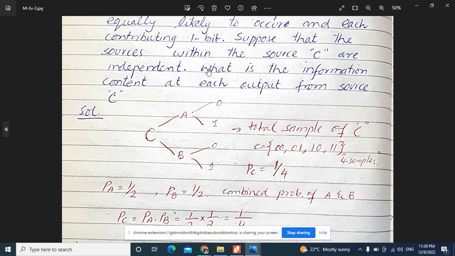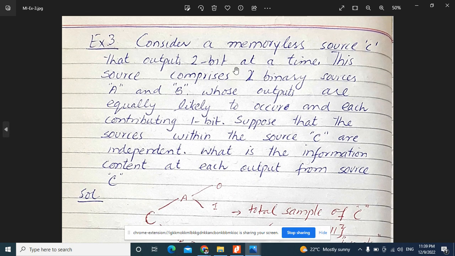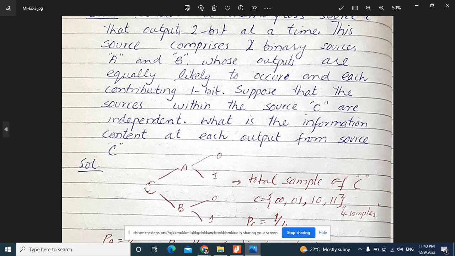Let's do another example so that we can better understand. Consider a memoryless source C that outputs 2 bits at a time. This source comprises two binary sources A and B, whose outputs are equally likely to occur, each contributing 1 bit. Suppose that the sources within the source C are independent. What is the information content at each output from source C? So source C is outputting two bits at a time.